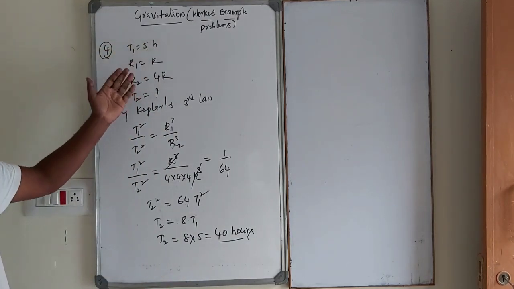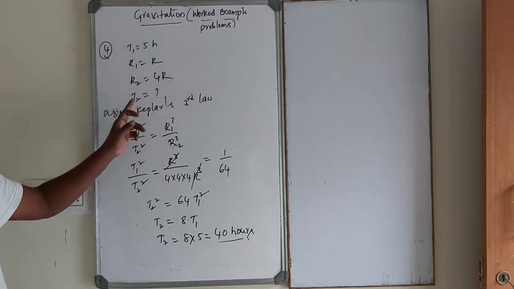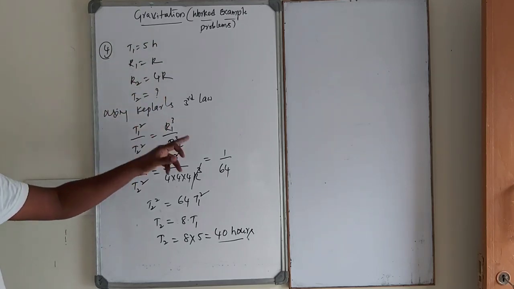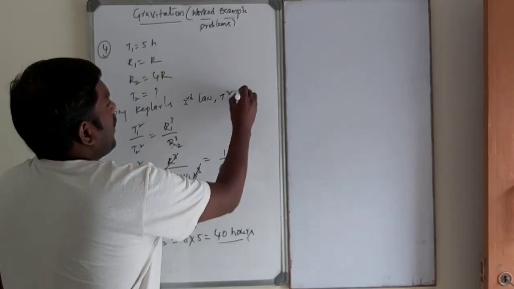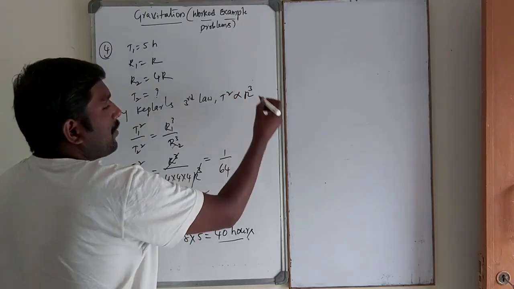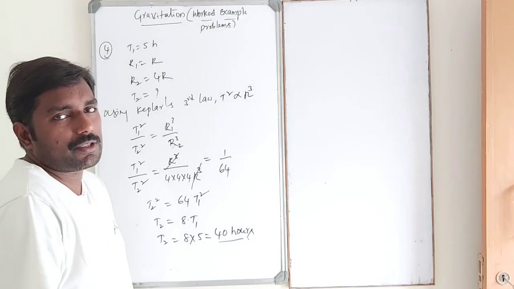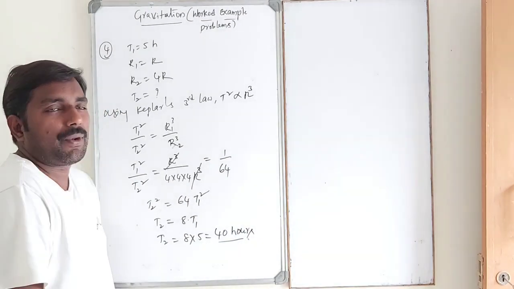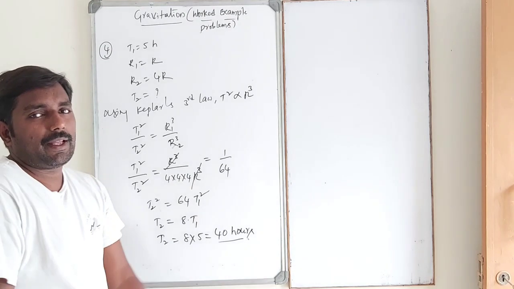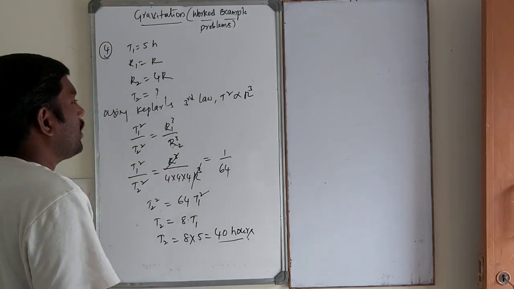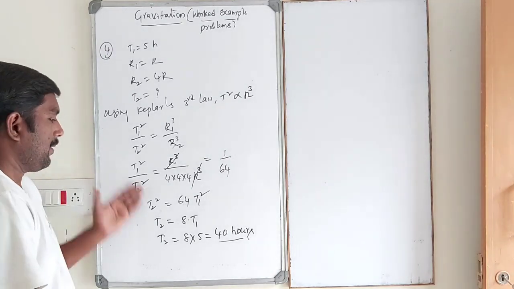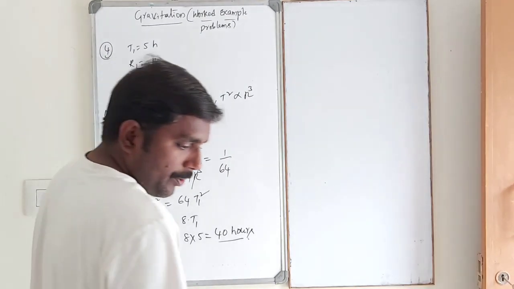T1 equal to 5 hours, R1 equal to R, R2 equal to 4R. What is the value of T2? Using Kepler's third law, the square of the time period of the planet is directly proportional to the cube of the semi-major axis, or the cube of the distance between the sun and the planet. Same basic formula: third law, T square proportional to R cube. Simple calculation. Next numerical problem.